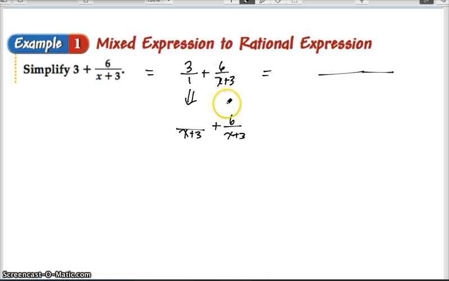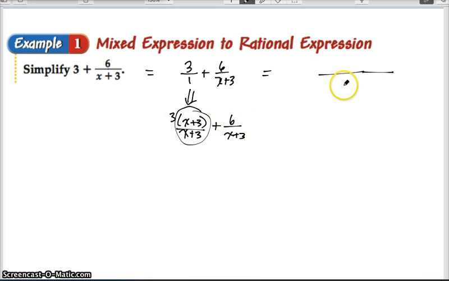6 will be the numerator here because nothing has changed, but the numerator on this side is going to be 3 times x plus 3. In a sense, we're kind of multiplying 3 by a special 1. That 1 is x plus 3 over x plus 3. This concept of multiplying by a special 1 is going to be with us throughout this section, so please stay focused on that. So watch this.